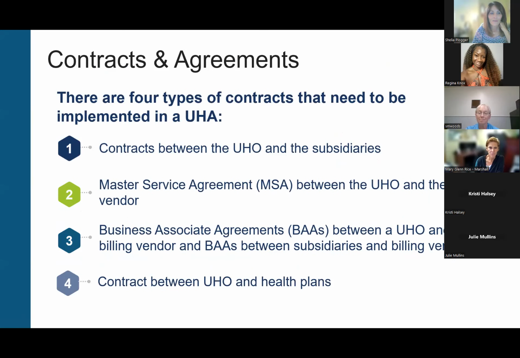Okay. We're talking about contracts and agreements. So a pretty significant portion of the Umbrella Hub arrangement includes various different types of contracts and agreements between the Umbrella Hub organization, for example, us, Marshall, that larger entity, and the subsidiary. We use subsidiary and affiliates interchangeably. It's just the coalition or the community-based organization that implements the actual National Diabetes Prevention Program, as well as contracts and/or agreements with the billing vendor.